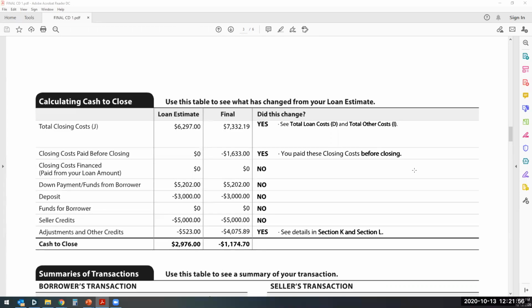Oh, I'm sorry, somebody was asking me, what is the tax service on line B8? The tax service is what we charge to order your transcripts from the IRS, okay? We pay a third-party company to request the transcripts from the IRS.